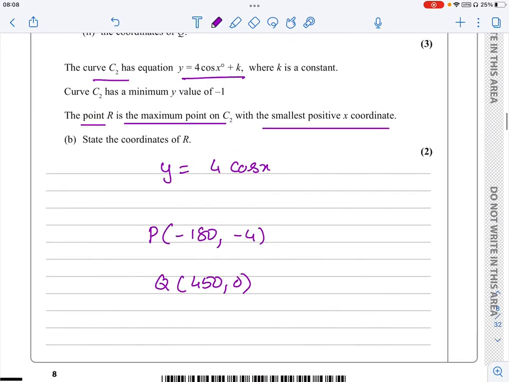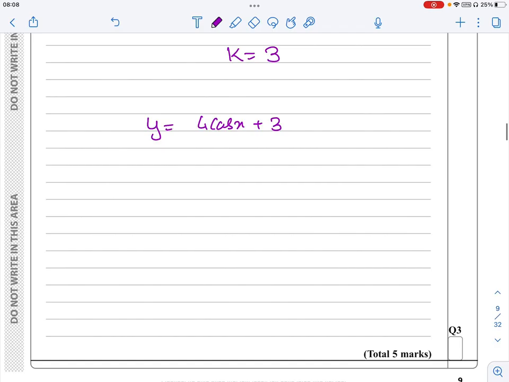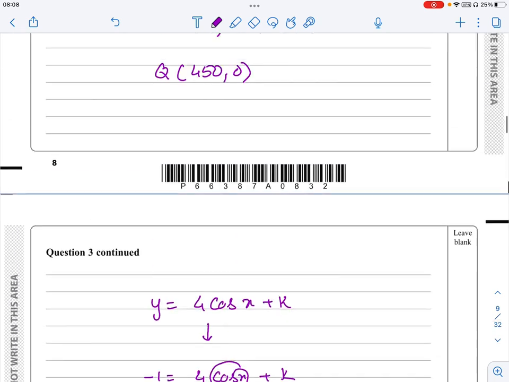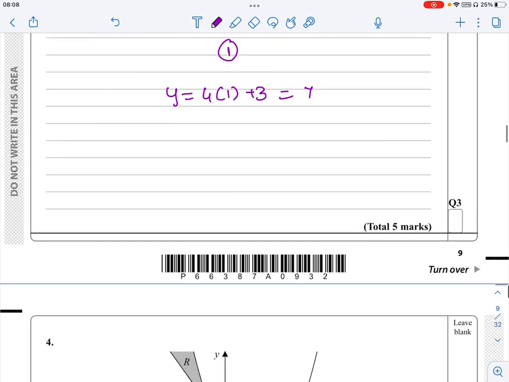Now the point R is the maximum point on C2. Maximum point means the maximum value of cos x is 1. So y equals 4 times 1 plus 3, so y equals 7. I need to get the value of x. The first time is at 360. So it's going to be 360 comma 7.